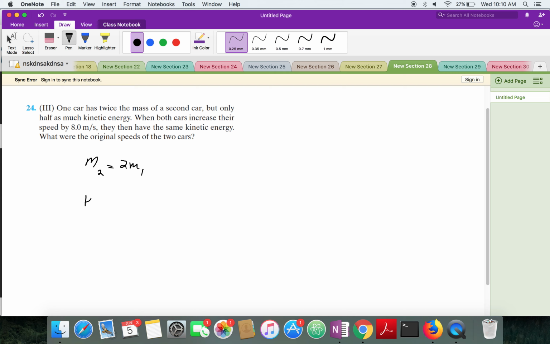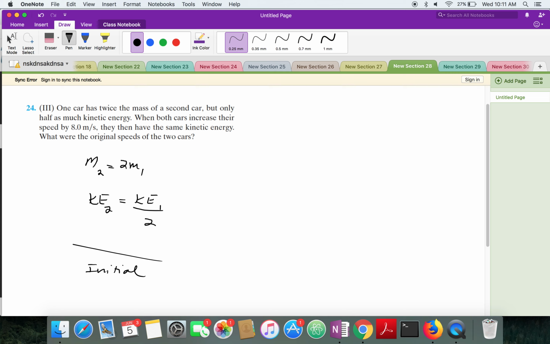So let's say that, I'll call it KE for kinetic energy. So we'll say that KE2, the kinetic energy of the second car, is equal to KE1 divided by 2. And this is the initial state, right? So let's say this is initial.